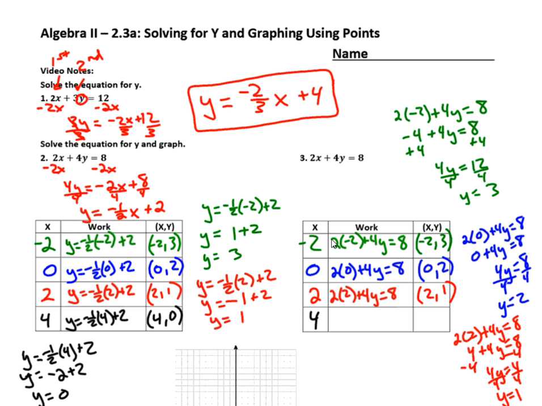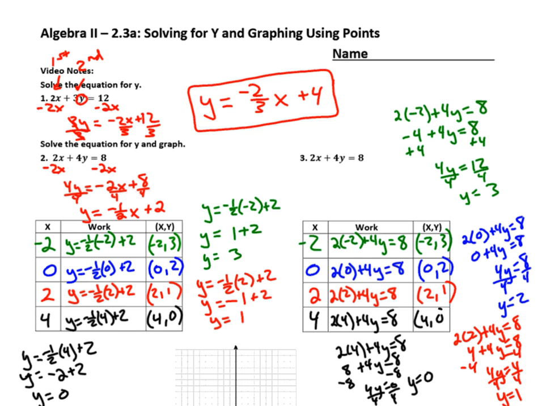And finally, I plug in the 4, so I get 2 times 4 plus 4y equals 8. This is 8 plus 4y equals 8. Subtract 8 from both sides. 4y equals 0. Divide by 4. I get y is equal to 0. I solved for y, so I ended up with 4 comma 0. Now, we did the same exact equation, so your ordered pairs should match up from the left-hand side and the right-hand side. And they do.